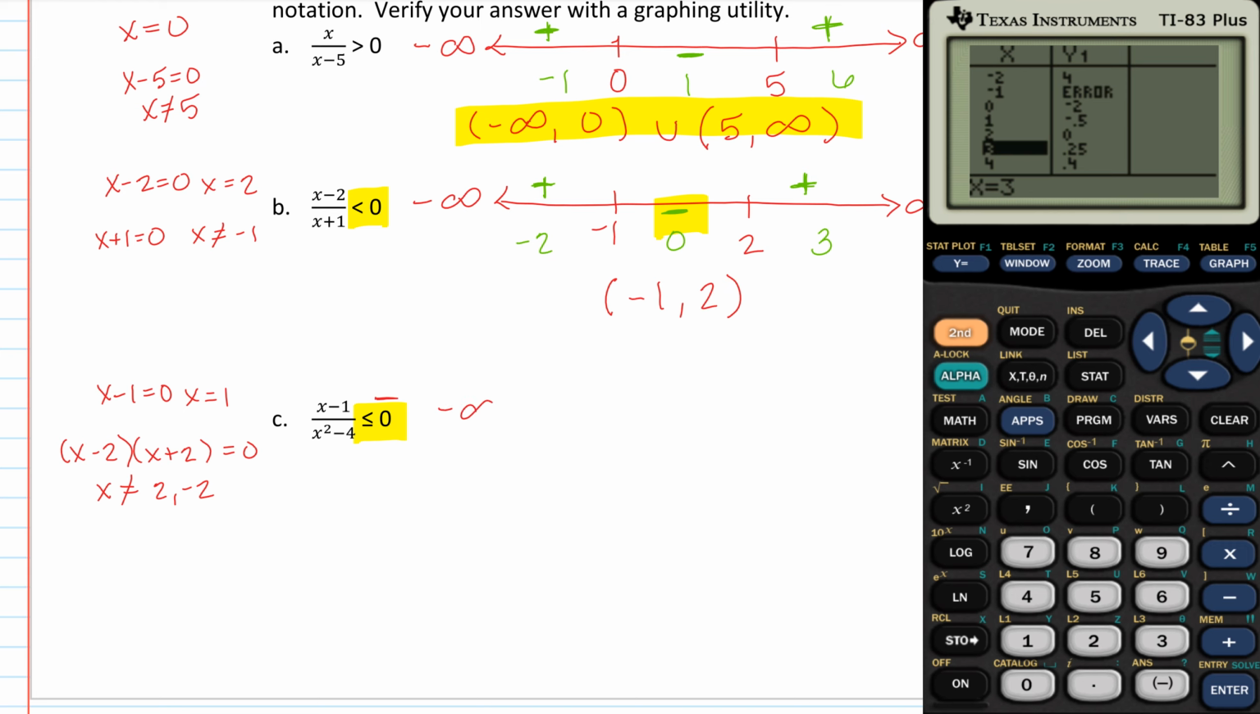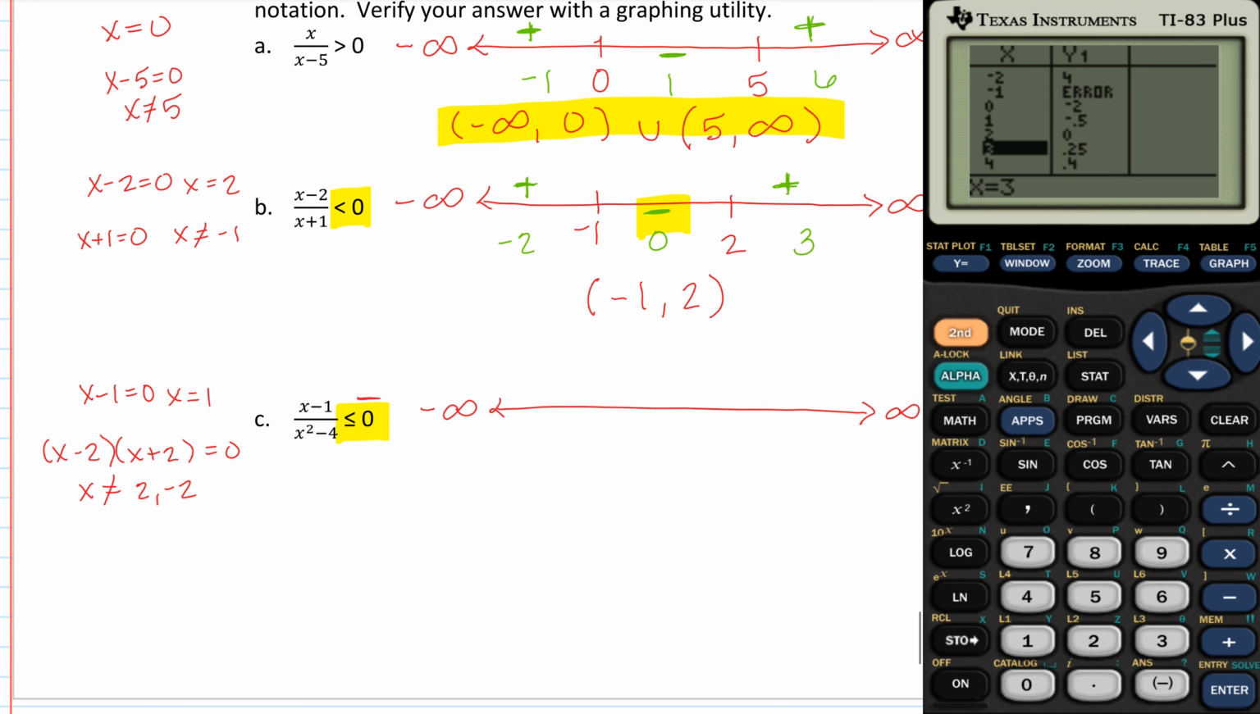So I'm going to draw my line. I'm going to put my important values: negative 2, 1, positive 2. The values I'm going to check: negative 3. I'm going to choose 0 between those two. Now between 1 and 2, I'm going to have to choose a decimal. I'm going to choose 1.5. And then I'm going to choose 3.